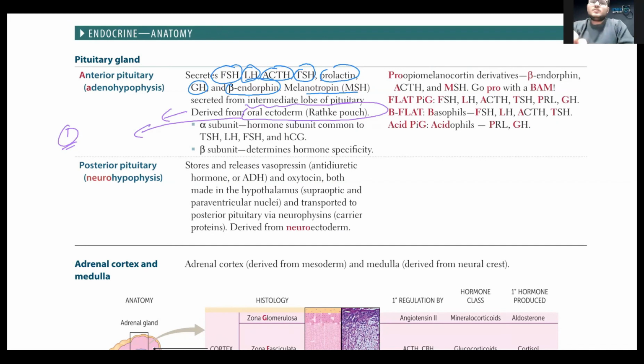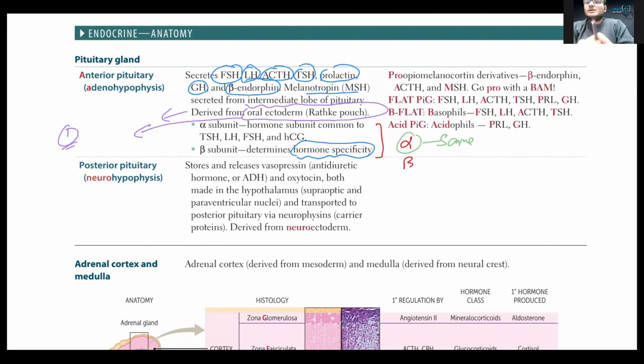Most of the anterior pituitary hormones are divided into subunits. One is alpha and the next is beta. Alpha is the same, it has the same characteristics in all hormones. Alpha is the same in all, but beta is very specific for every hormone. It determines the hormone specificity. Is that clear? For example, beta HCG.